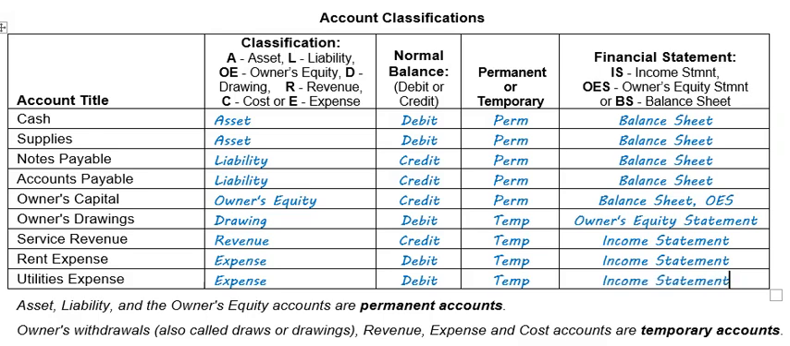So that is how we classify our accounts, and we have a list of them, the type of classification, what is the normal balance, is it temporary or permanent, and what statement will it be found on.